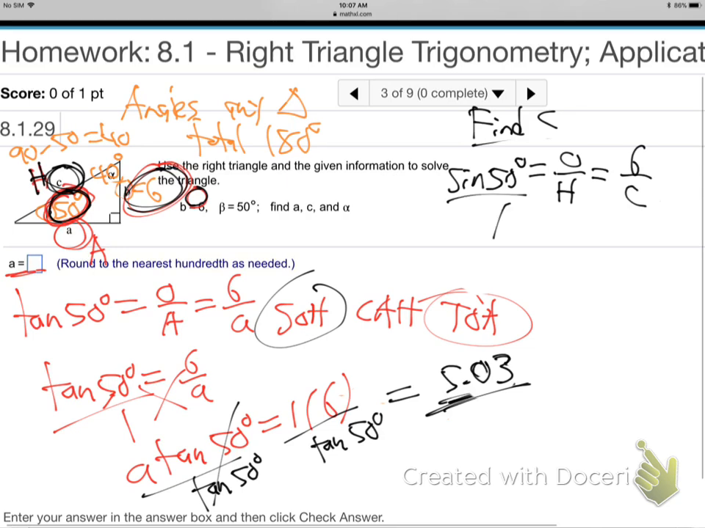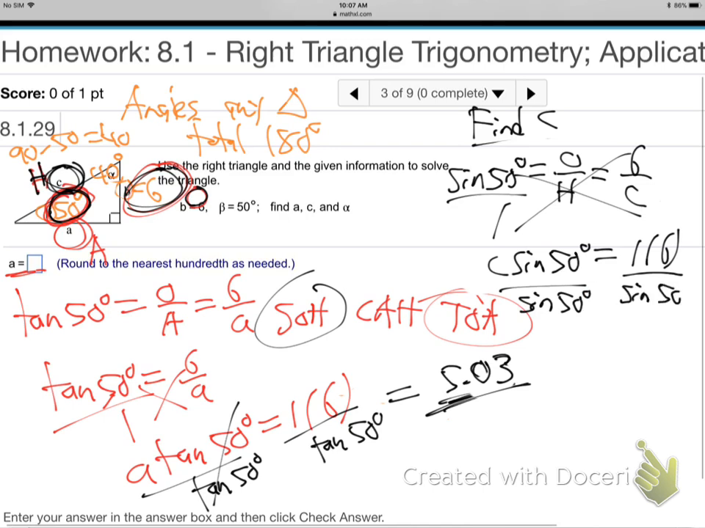So put this over 1, diagonal, diagonal. C sine 50 is 1 times 6. Divide by the sine of 50. C equals whatever that is: 6 divided by sine of 50. I'm getting 7.83. And we're done. So that's easy.